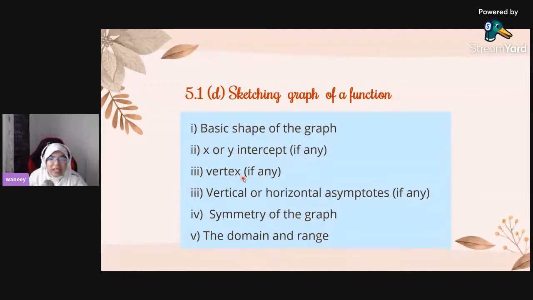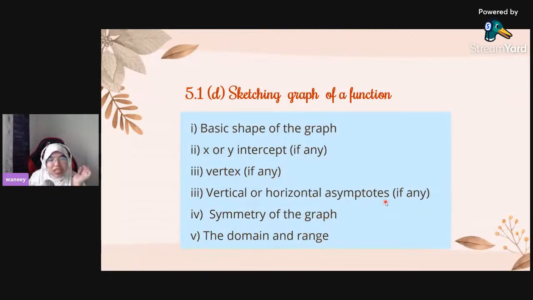The third one, vertex. Vertex is normally for a quadratic graph, a smile graph, or an absolute value graph. So dia ada puncak, ada yang paling rendah, paling tinggi, paling rendah. So those are the vertex. Ada the maximum or the minimum point. Of course, if any, because not everything has a vertex. For example, straight line, you don't have any vertex. So that's the reason why we write them as if any.